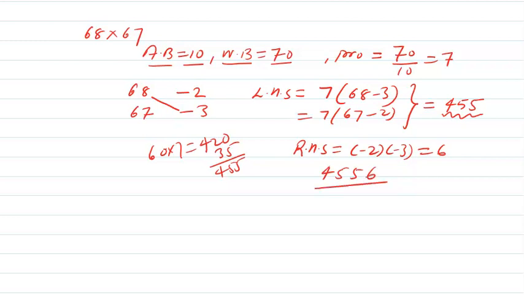Here we also note this point that the right hand side should have one digit because in the actual base we have just one 0. So that is why this answer is 4556.